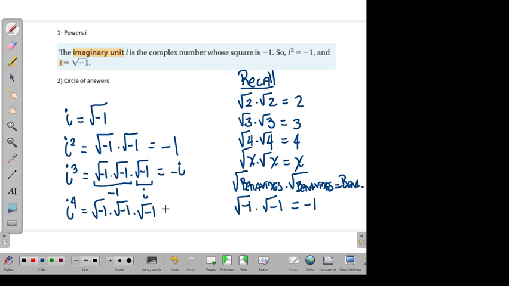So, i to the 4th power is the square root of -1 times the square root of -1 times the square root of -1 times the square root of -1. 1, 2, 3, 4. What do you think is going to be the answer? Positive 1 is correct. Well, we know that these two are -1, and we know that these two are -1. Just look at the first one, and if you multiply -1 times -1, you get positive 1. Yay!